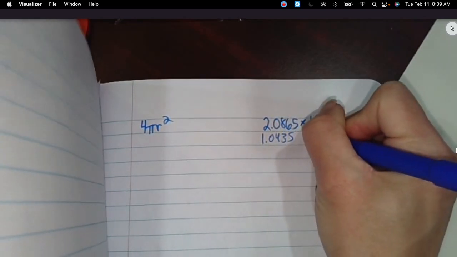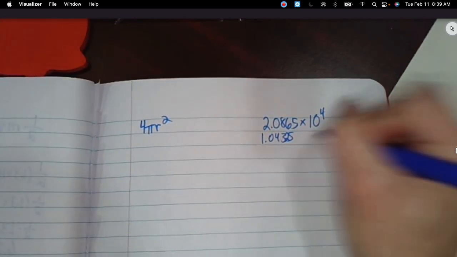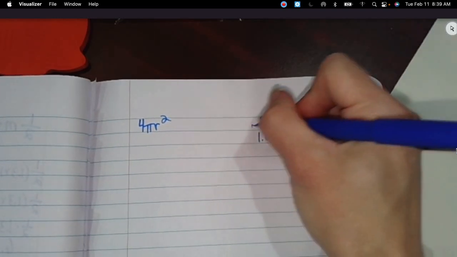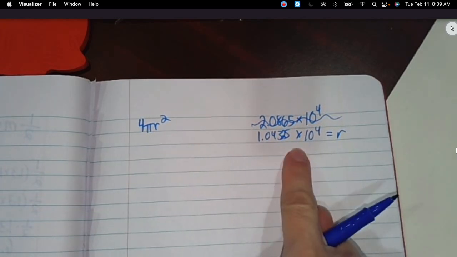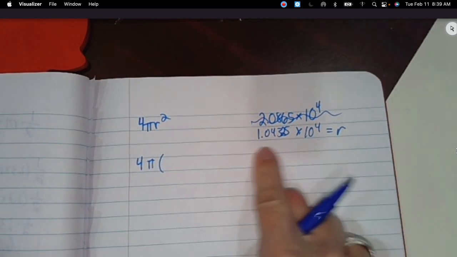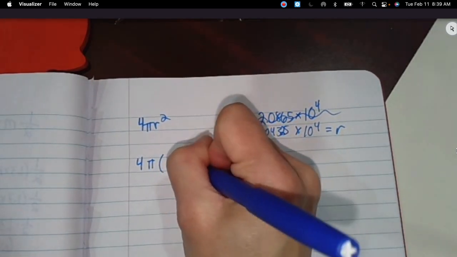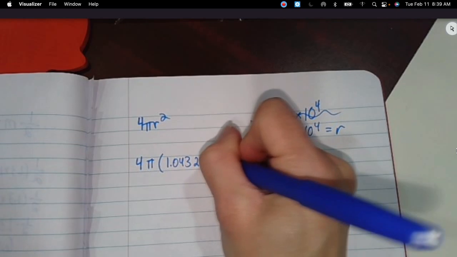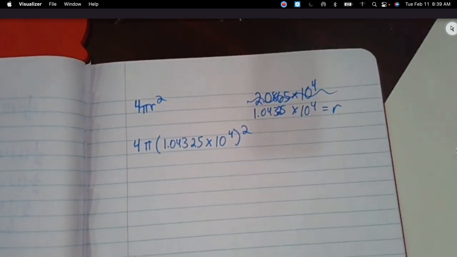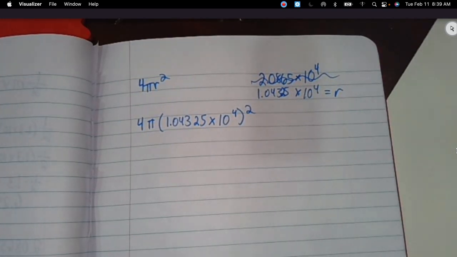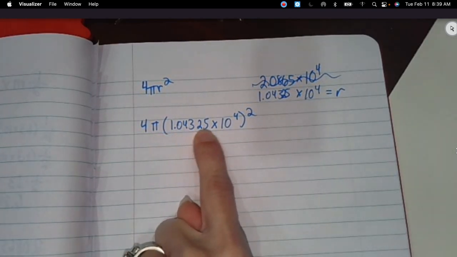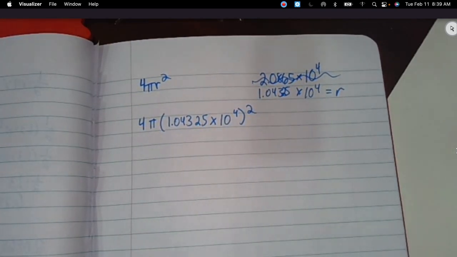1.04325. All right, this is my radius. So let's forget about the diameter now. I have this number that's my radius. So what I'll do is 4 pi, and then I'm going to put this 1.04325 times 10 to the 4th, squared. Is everybody okay? You're going to do the same thing on number 8, but yours is going to say 4/3 pi and whatever they give you squared. Are we good with that?